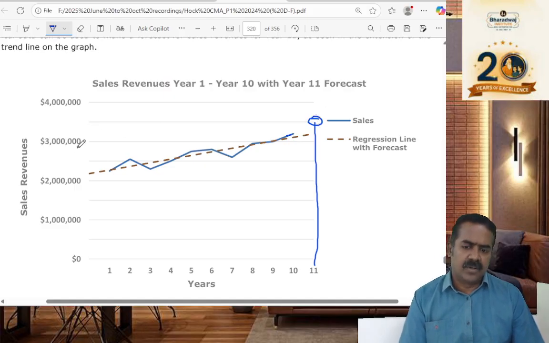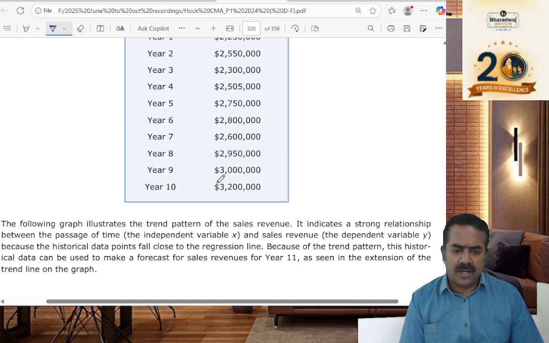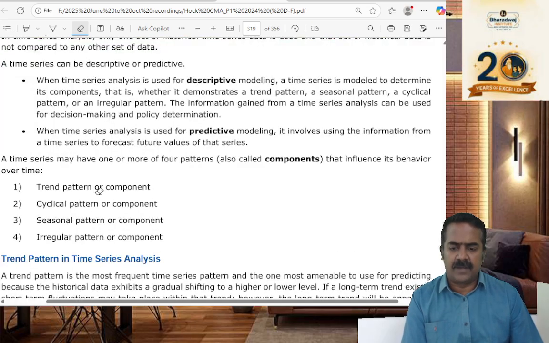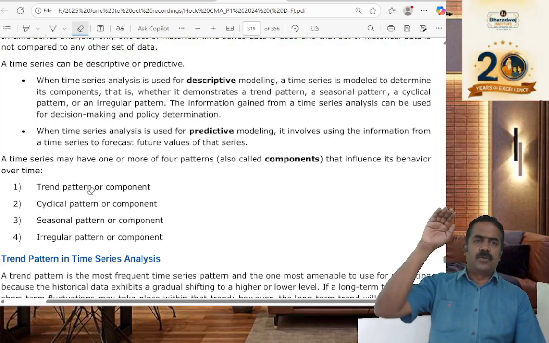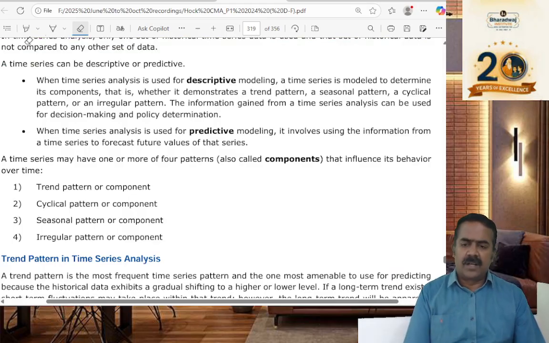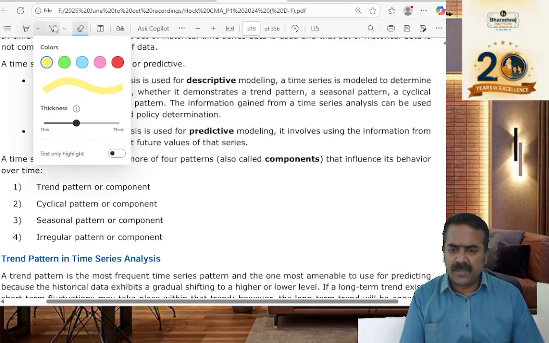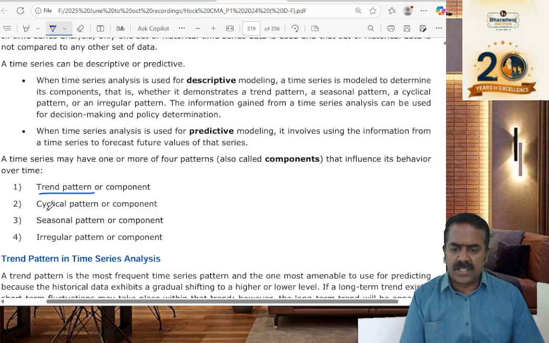Which means the sales will not be less than 3 lakhs. It will not be less than 3 lakhs. And there is a chance that it may go up beyond what? The 3,20,000. So this is called as a trend pattern. What is a trend pattern? It can be upward sloping or downward sloping. This is called as which pattern? Trend pattern. What is cyclical pattern?